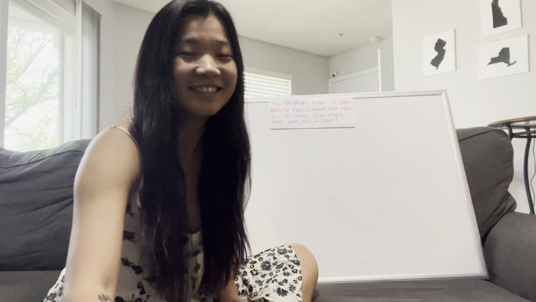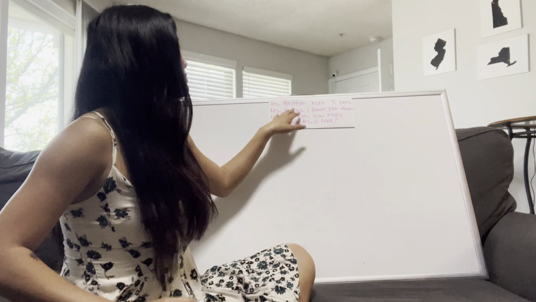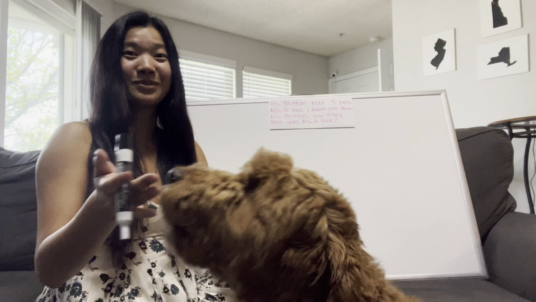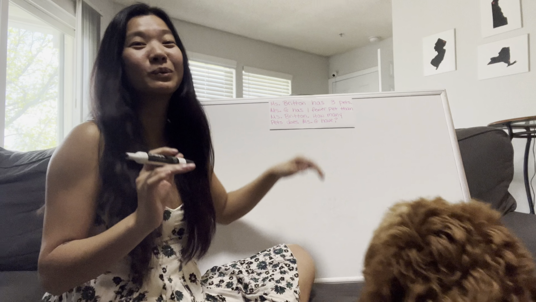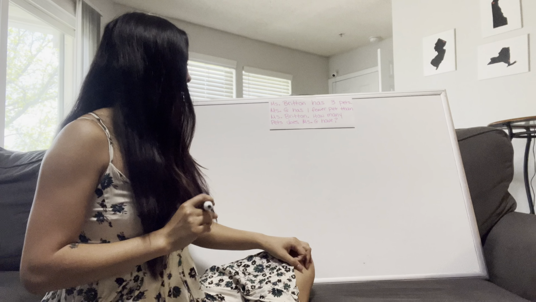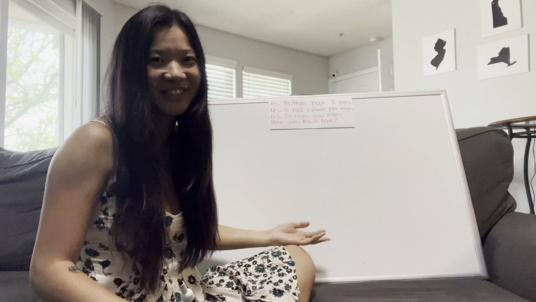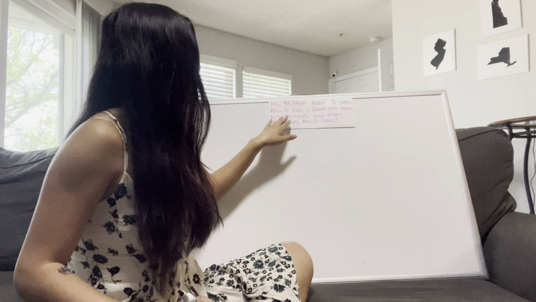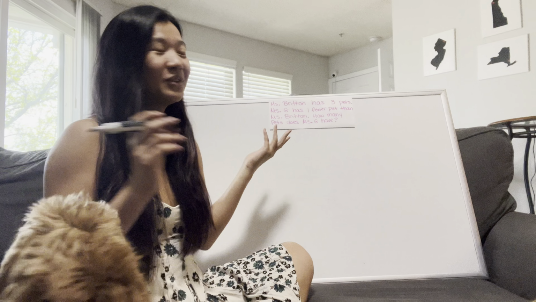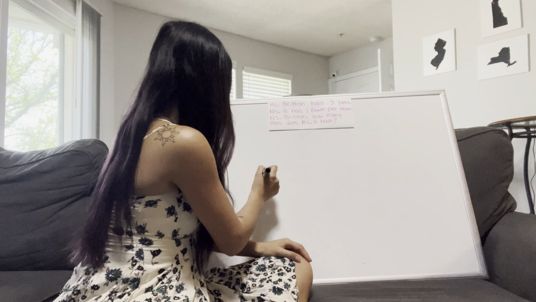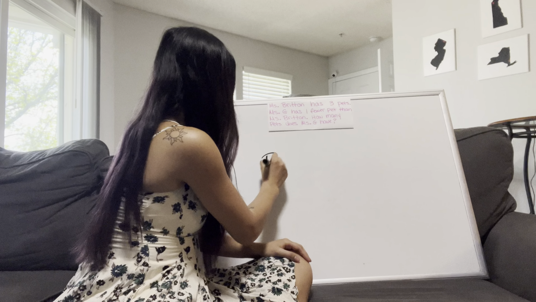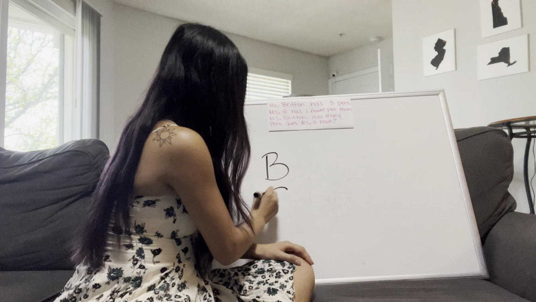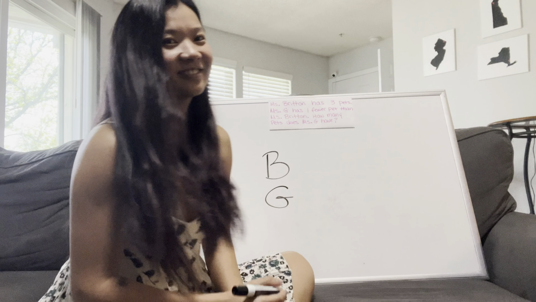Sorry. So, Miss Britton has 3 pets. This one is Nugget. Miss G has 1 fewer pet than Miss Britton. How many pets does Miss G have? So I'm gonna start out and give both of us tapes. So Miss Britton, label it with a B. And a G for Miss G.